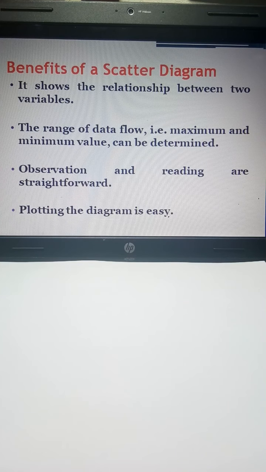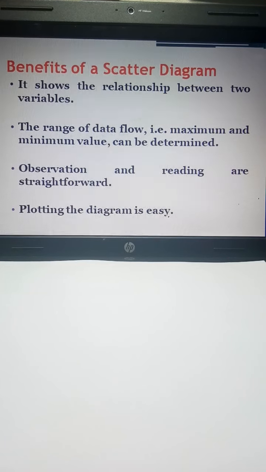Now next is, what are the benefits of the scatter diagram? A scatter diagram shows the relationship between the two variables, and it shows the range of the data flow. What is the maximum value and what is the minimum value we can easily determine. And the other thing is that observation and reading are totally straightforward. We can easily judge whether it is increasing or decreasing by looking at the picture. Then plotting the diagram is quite easy.